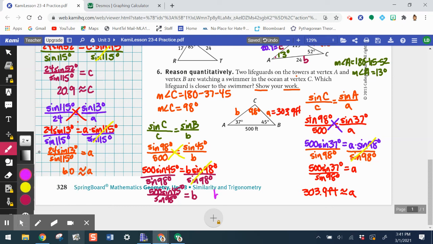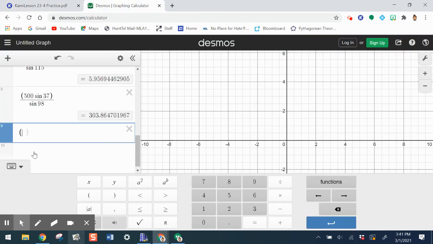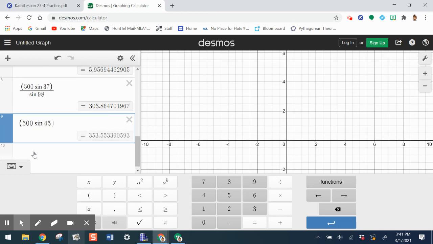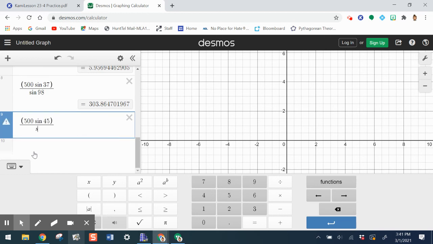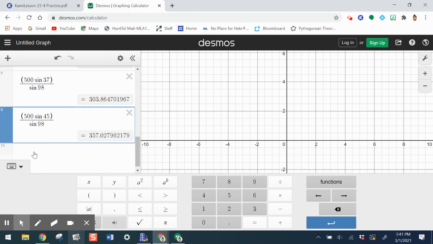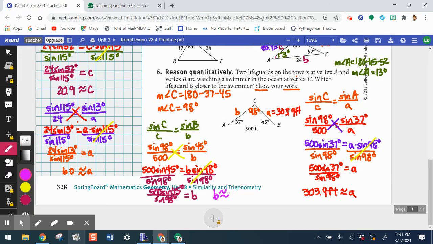So let's find what B is approximately. 500 times the sine of 45. So I'll put in parentheses. Divided by, close parentheses before I divide, sine of 98. And we get 357.0. The 2 tells the 0 to stay what it is. So we'll say that the distance from A to C, which we call lowercase b, is 357.0 feet. Because we actually have a unit now.